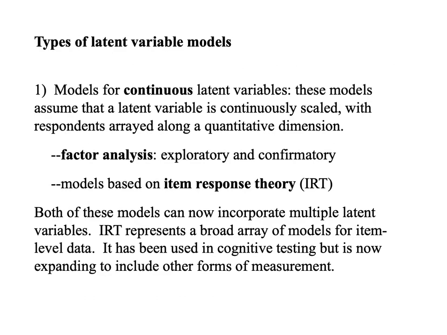So let's talk about some of the types of latent variable models that are out there, and I just want to give kind of a broad overview here of what the variety of these things are. And we'll start with some models for continuous latent variables. In other words, for these models, we're thinking of the latent variable as some continuously scaled dimension along which we can array people based on their responses to the indicators or the items.